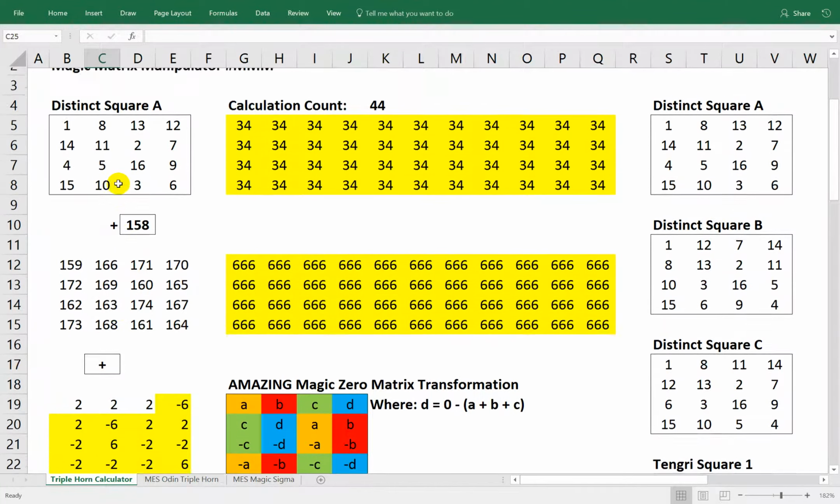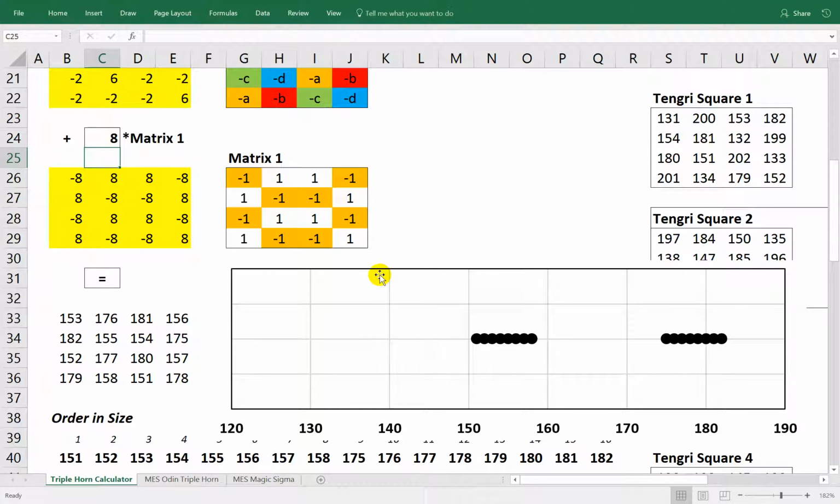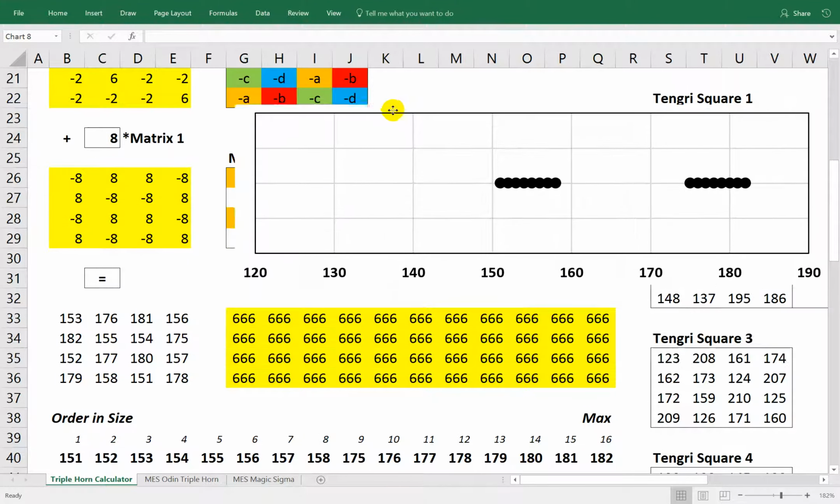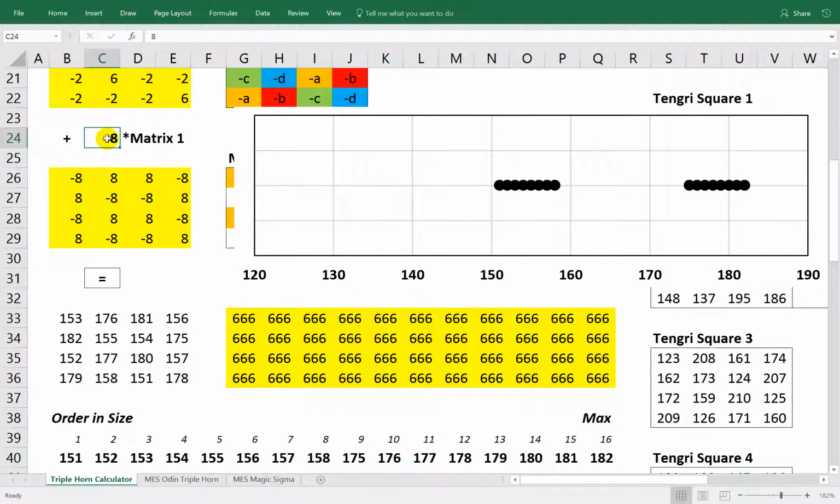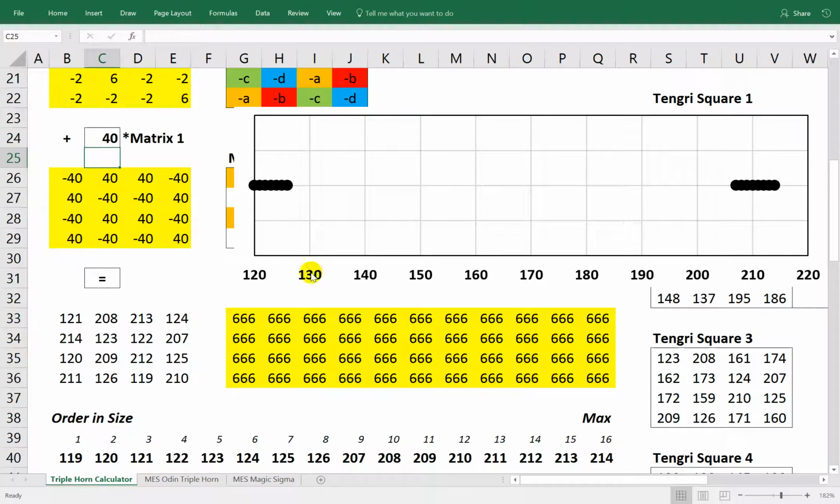Yeah, so now let's look at what we have here. Again, if you check the calculations, it's always going to remain 666. These are just zero-sum matrices, or magic constants of 0, so you could put whatever and nothing changes. So if you put 40, for example, this one goes all the way across like that. This is up to 120.